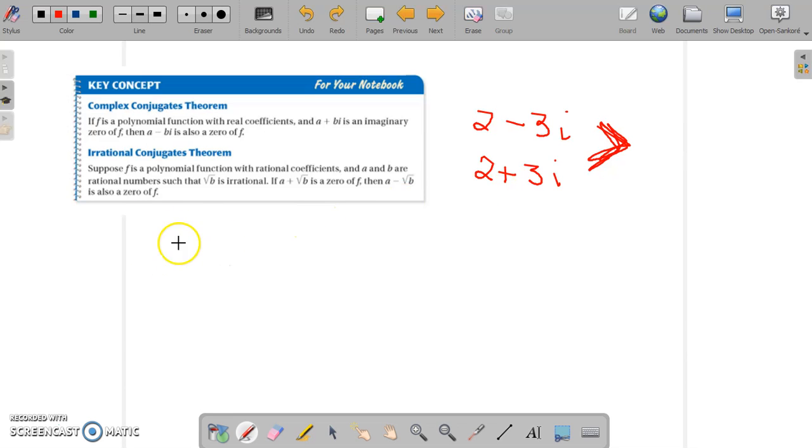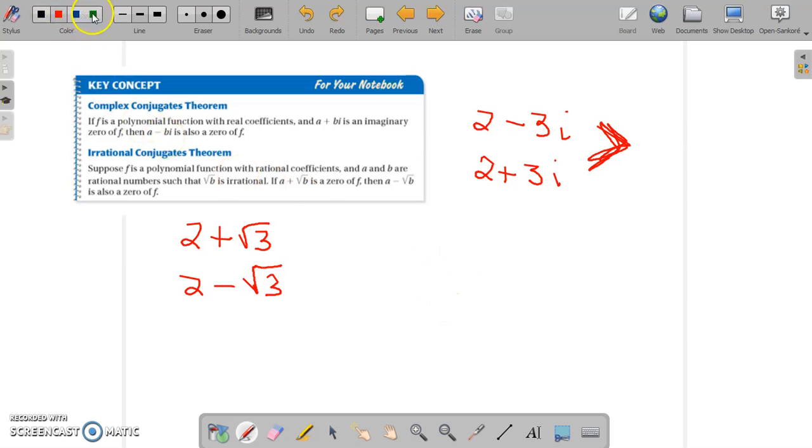Same thing for the irrational. If you've got 2 plus radical 3, if you know that's a zero, then 2 minus radical 3 also has to be a zero. Okay, the conjugates have to be together. If you've got one, you're going to have the other.